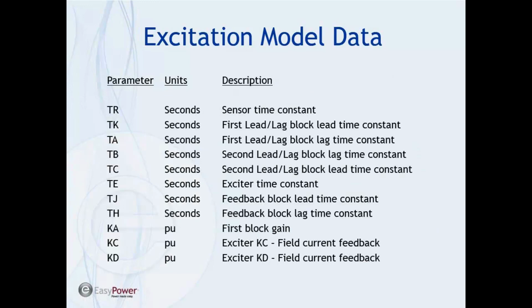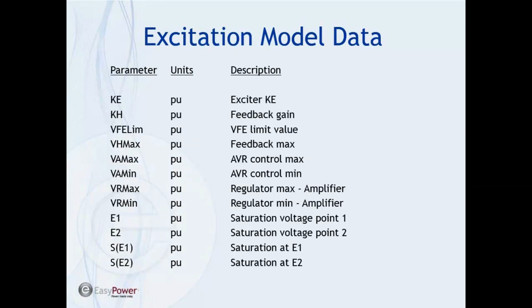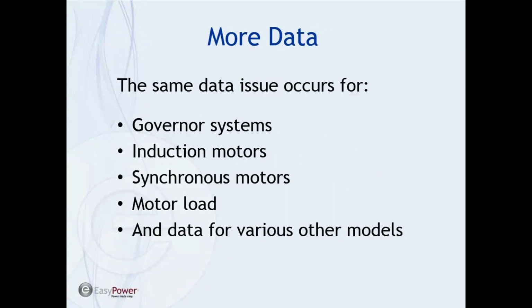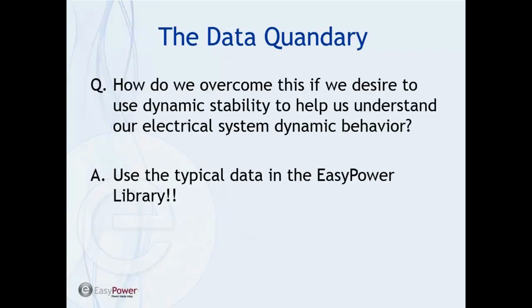But what do I do with this? And all these numbers here, and all these numbers. The same data issues that I just showed you here occur for governor systems, induction motors, synchronous motors, motor loads, and various other models. So here's our quandary. How do we overcome this if we desire to use dynamic stability to help us understand our electrical system behavior under dynamic conditions?